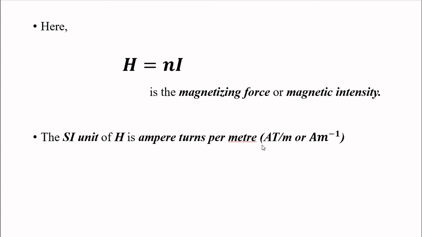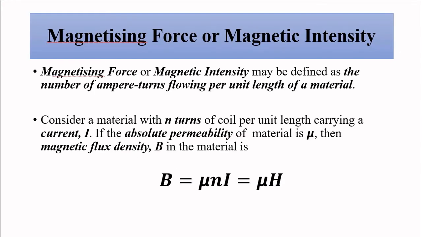SI unit is ampere turns per meter or ampere meter inverse. There is a relationship between the magnetizing force and the magnetic flux density, which is B is equal to mu Ni. So here magnetic flux density is equal to the permeability multiplied with the magnetizing force or magnetic intensity. This is also an important relationship.